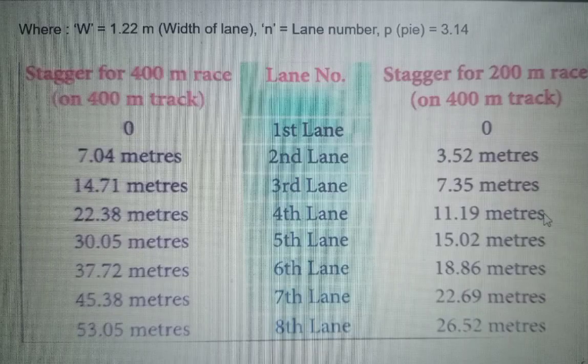So as you can see here in the table, lane number 1 is computed as 0 because the athlete in lane 1, or the first lane, will start on the starting line. But from the second lane to the 8th lane, there are different distances in meters from the starting position of running events. So now let's talk about the hurdle race stagger, or the measure of the hurdle.